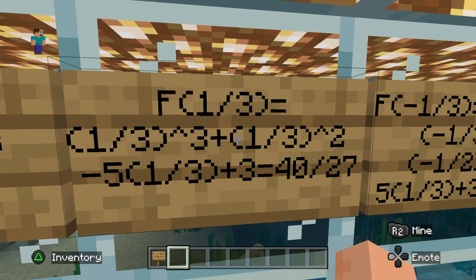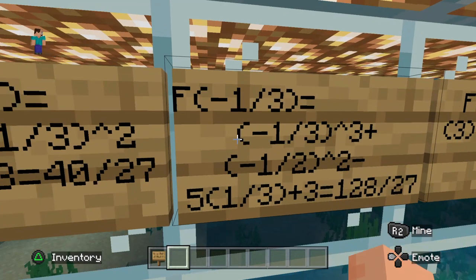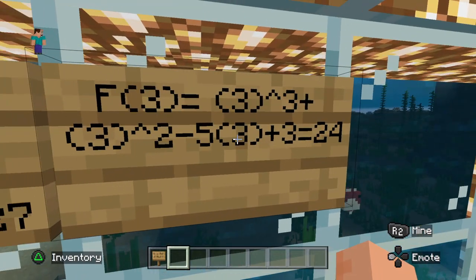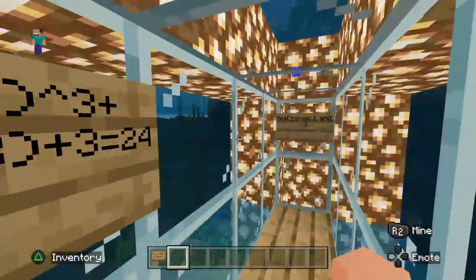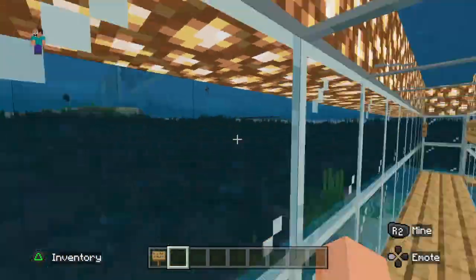Right here I plugged in 1 over 3 and I got 40 over 27, so no. Negative 1 over 3, I got 128 over 27, which is not a real zero. And lastly I plugged in 3 and I got 24, which is not a real zero. Therefore the real zeros would be 1 and negative 3.